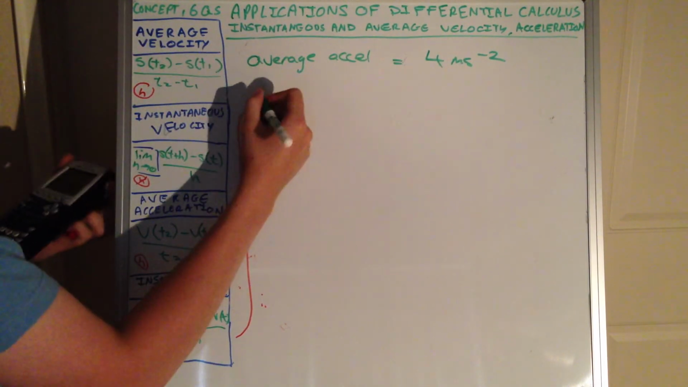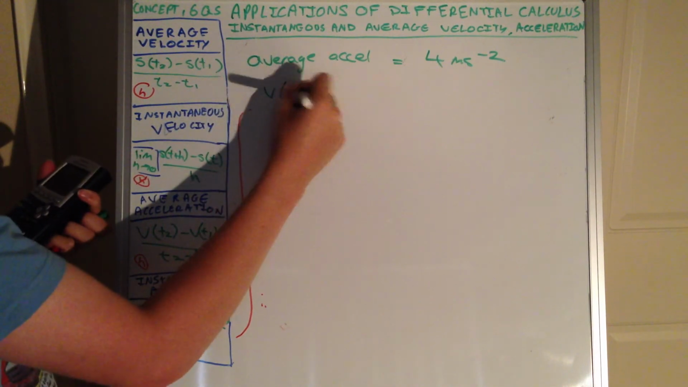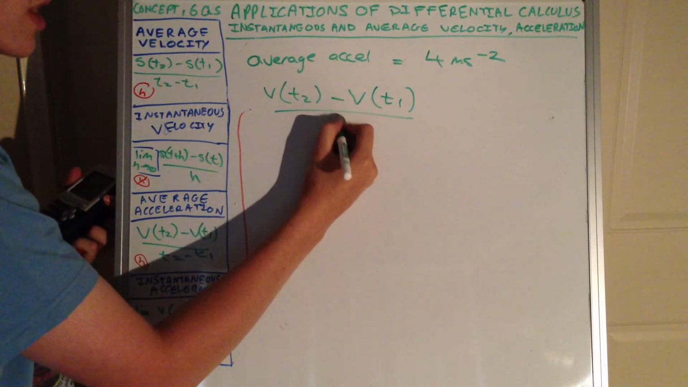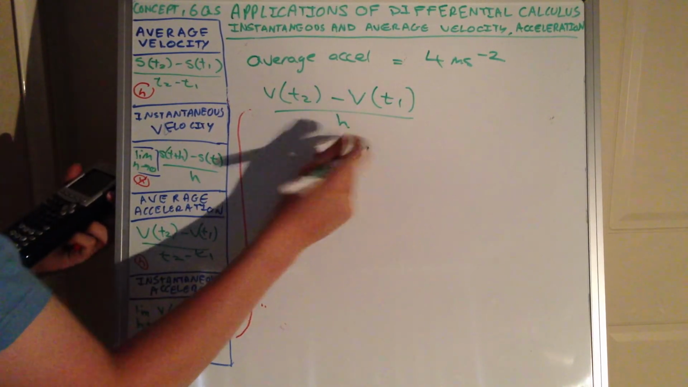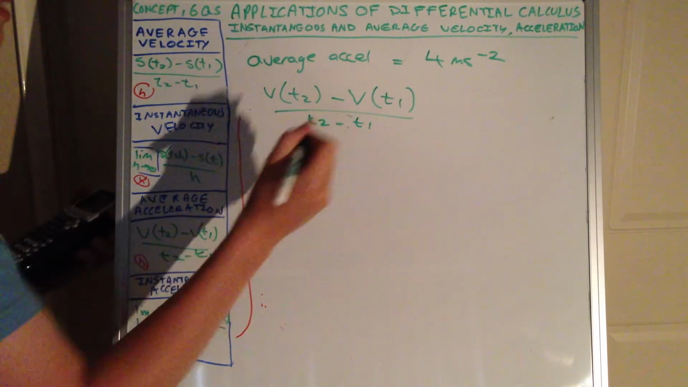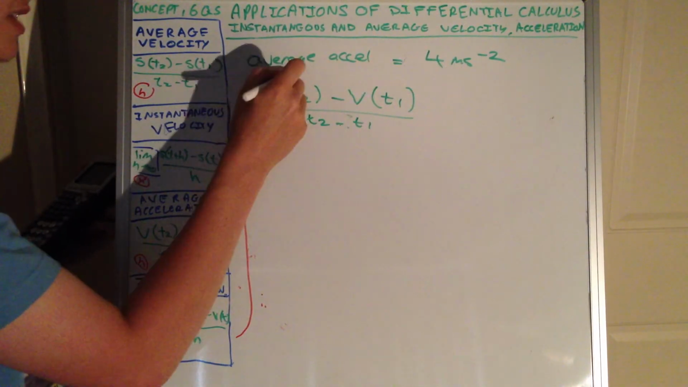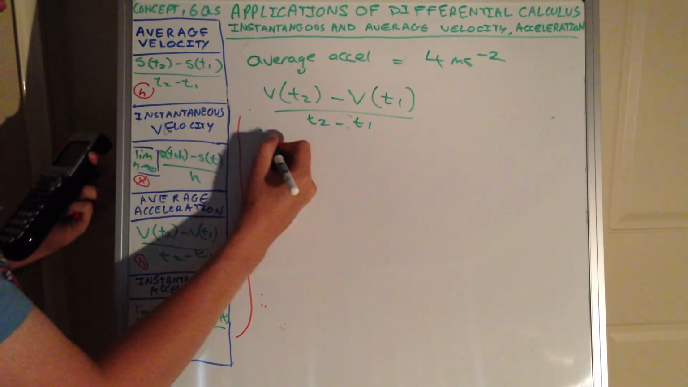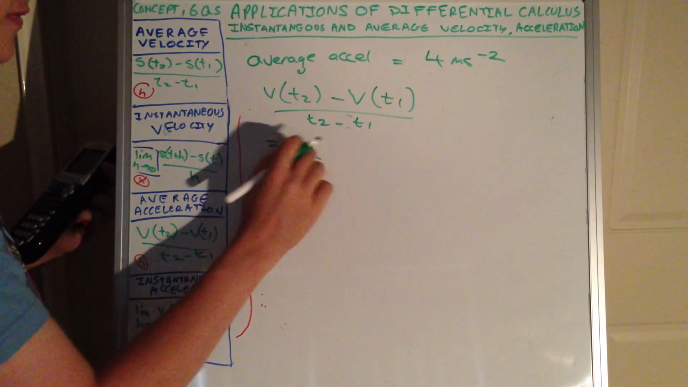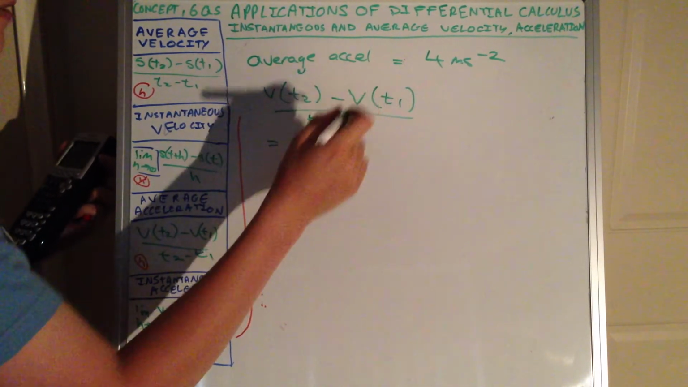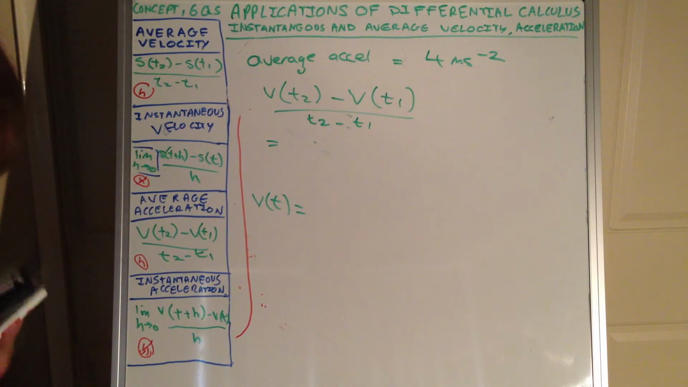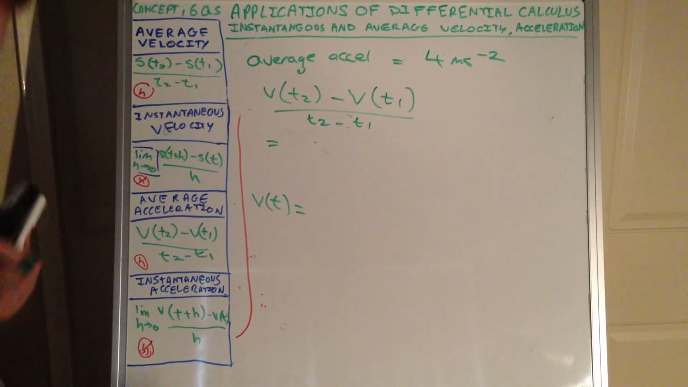So if I were to write this out, it would be v of t2 take the velocity function at time t1 all over t2 take t1, because we're looking at average acceleration, not instantaneous. And from that, what we do is we simply substitute in the values. So I'll do it now from our original function. So v of t equals 4t plus 6.